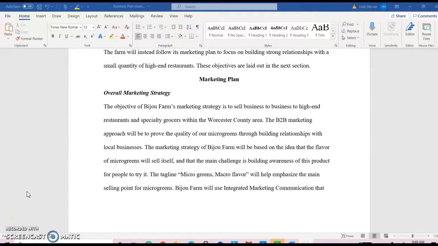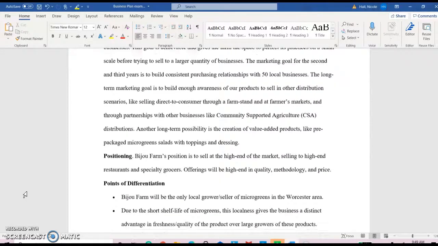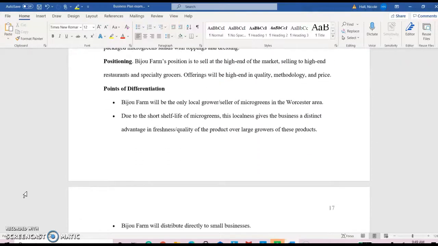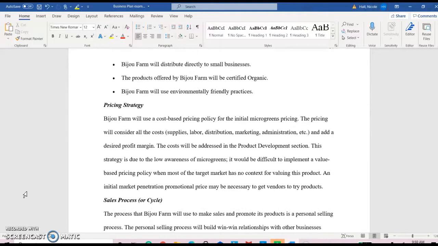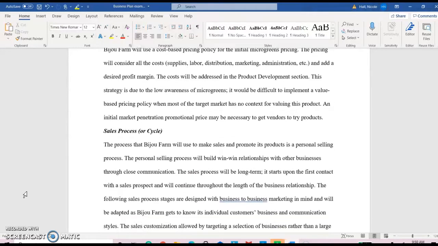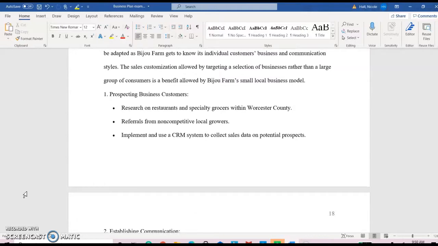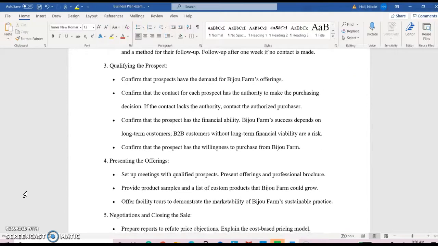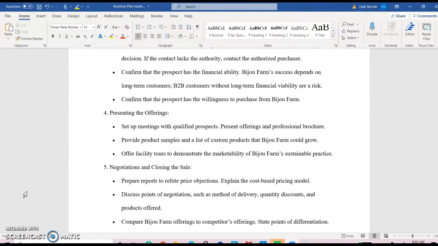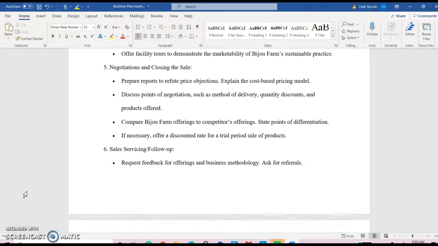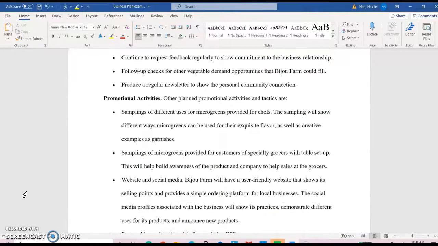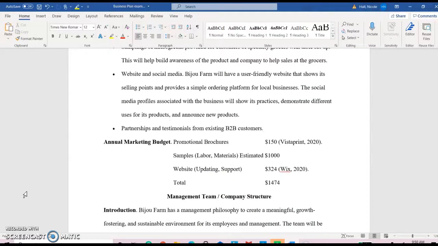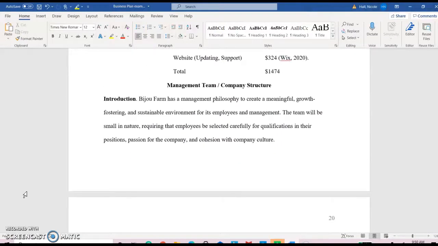So the subheadings under the marketing plan should include the overall marketing strategy, the positioning, points of differentiation, your pricing strategy, your sales process or cycle, your prospecting business customers, establishing communication, quality of the prospects, presenting the offerings, negotiation and closing the sale, and then sales, service, and follow-up. Promotional activities, annual marketing budget, and next we're going to go over the management team and company structure.